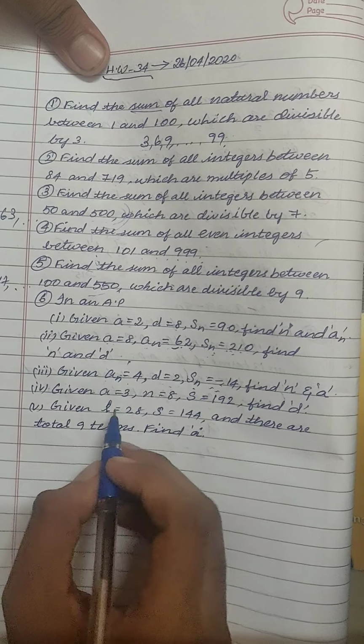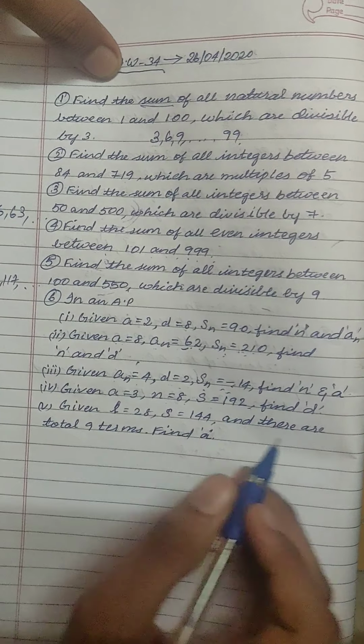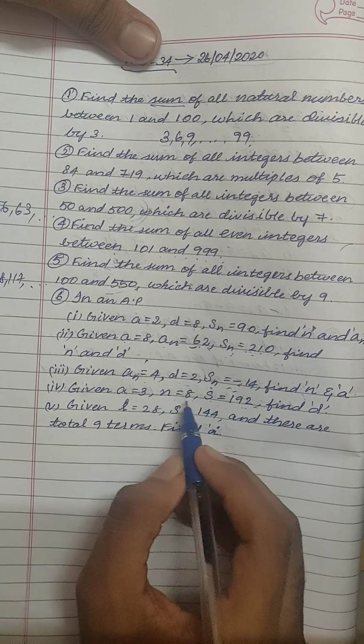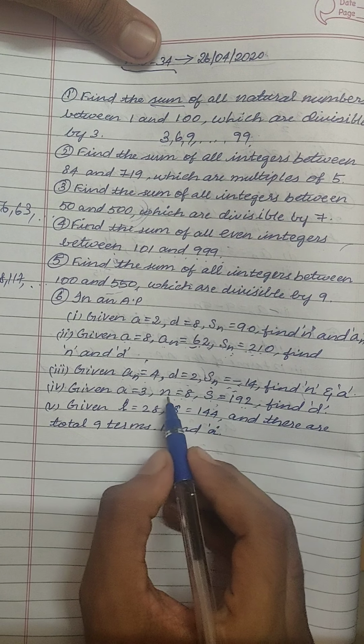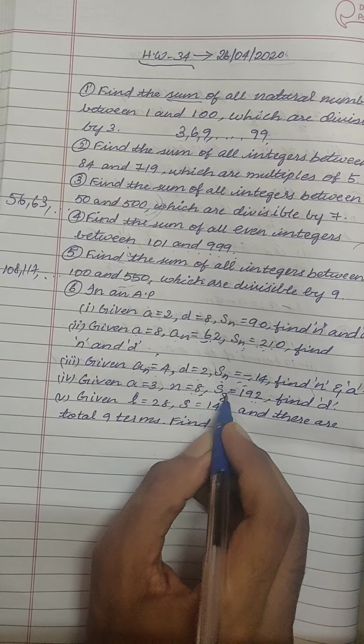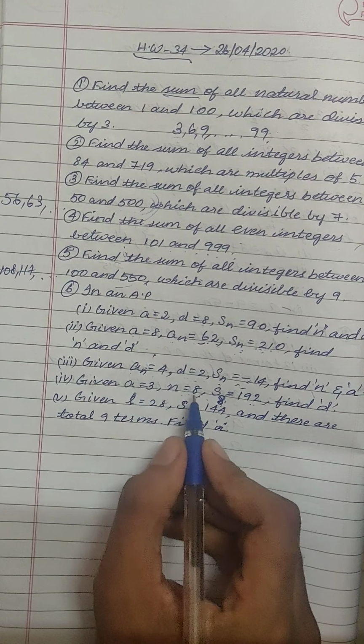And here they have given a equal to 3, n equal to 8, S equal to 192. Here please listen, if they have given S equal to 192, it means S8 equal to 192 because they have given the value of n separately as 8. So this actually means that S8 equal to 192. So you know the value of a, you know the value of n.